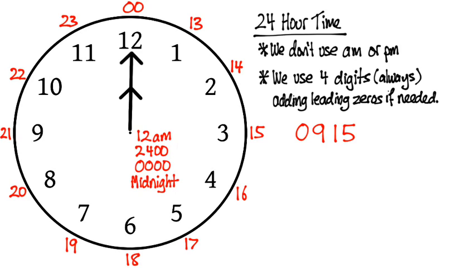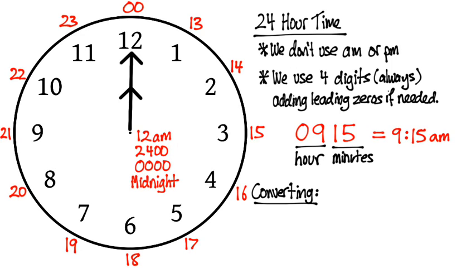And here's an example. This is 0915, which is 9:15 AM. Now the first 2 digits represent the hour and the second 2 digits represent the minutes. So we would say this is 0915, or in 12-hour time that would be 9:15 in the morning, or 9:15 AM. To convert between the two, there's a couple of little things we need to remember. If we're going from 12-hour to 24-hour time, we simply add 12 to the hours if it's in the afternoon.